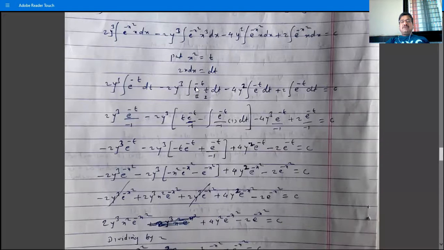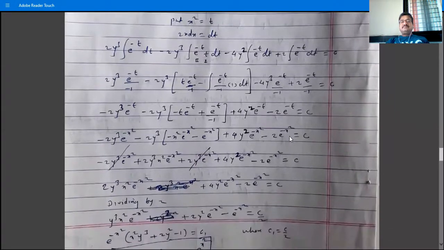Again here, by using the by parts rule, this t is first and this e raised to minus t is second. So use the by parts rule: first, that is t, integration of second, e raised to minus t, is e raised to minus t divided by minus 1, minus integration of second, e raised to minus t divided by minus 1, into derivative of first, which is 1, dt. Minus 4y cube e raised to minus t, integration is e raised to minus t divided by minus 1.